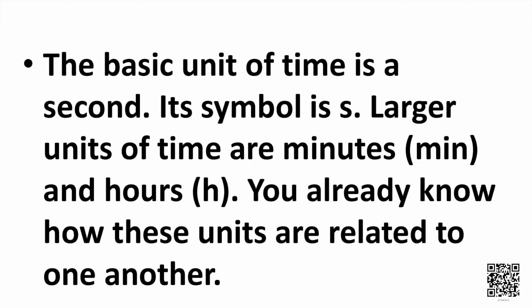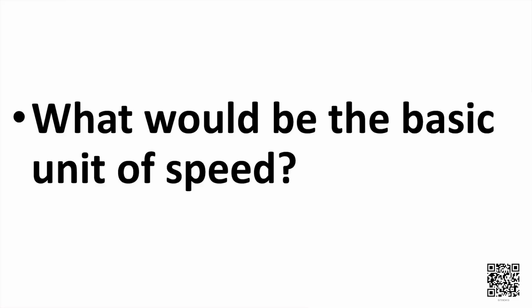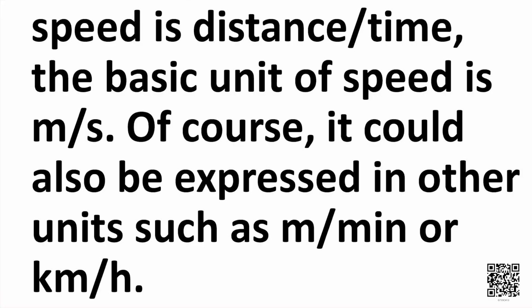So students, the basic unit of time is a second. Its symbol is s. Larger units of time are minutes and hours. Now you already know how these units are related to one another. Have you ever thought what would be the basic unit of speed? Since speed is distance divided by time, the basic unit of speed is meter divided by second. Of course, it could also be expressed in other units, such as meter per minute or kilometer per hour.